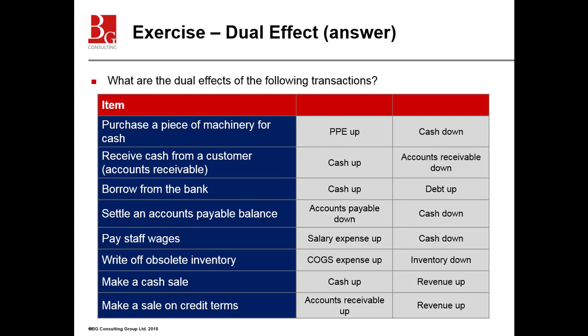If you settle an accounts payable balance, then cash decreases and the accounts payable liability also decreases as you pay it off. If you pay staff wages, cash decreases and salary expenses go up. If you write off obsolete inventory, that means you write down the value of the inventory because you're not able to sell it anymore and charge that expense through cost of goods sold. If you make a cash sale, cash goes up and your revenue in the income statement goes up, which remember affects retained earnings and hence equity in the balance sheet.